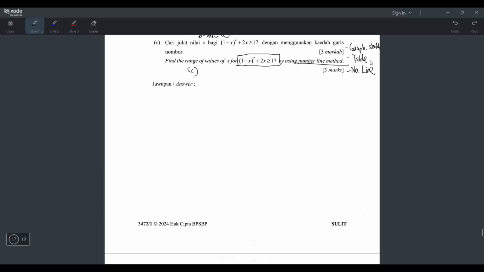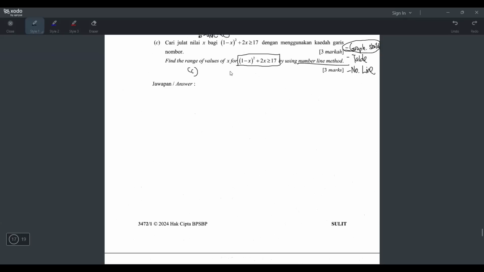Usually, if the question does not say which method, we will use the graph sketching method because this is the easiest way to do it, and it's very fast. You can get the answer very easily. But if the question mentions table method or number line method, then you cannot choose. For example, this question says number line, so you have to follow. Let me show you how to do the number line method.